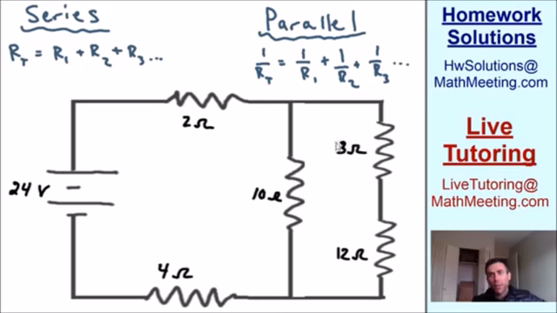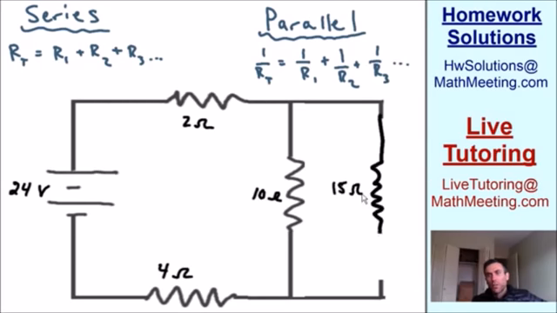So if we add them together, we have 3 ohms plus 12 ohms. 3 plus 12 is equal to 15. So we can erase these two resistors on the right-hand side of our circuit, and after we erase them, we can replace them with one equivalent resistor of 15 ohms. The 12 ohm and the 3 ohm resistor in series made this 15 ohm resistor.